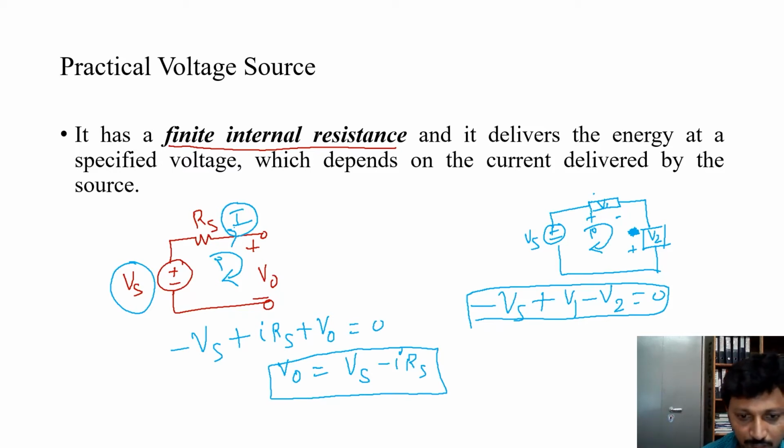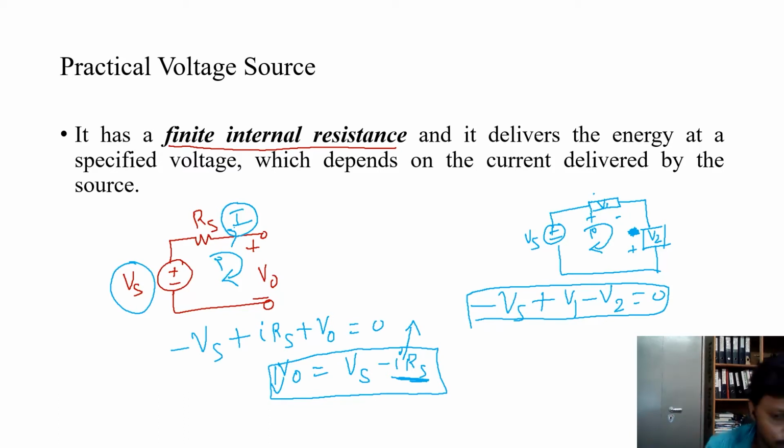Right. So if I increases, what happens here? V0 will decrease. Generally, if I increases in this case, the voltage drop across Rs increases, so V0 will decrease. If Vs decreases, this terminal voltage also will decrease.